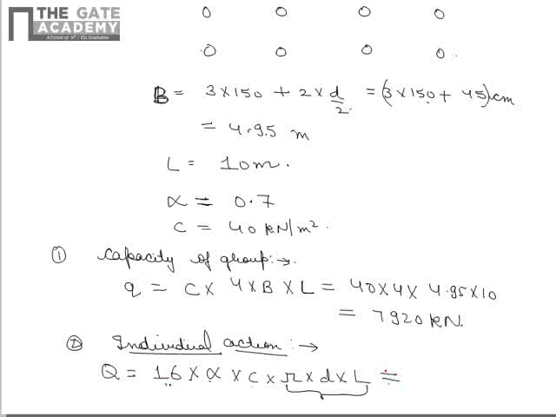After substitution this Q comes out to be 6333.45 kilonewton. So take the lesser of these two values, that is, the action of group or action of individual pile. The group will fail in individual action. So this is the correct answer, 6333.45 kilonewton is Q for the given condition. Hence B is the correct answer.